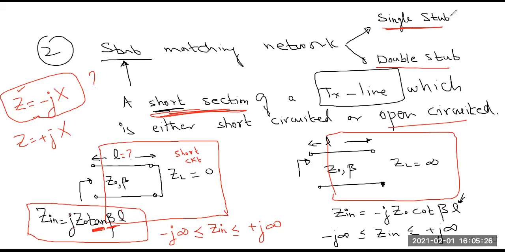Once we start talking about the stub matching network in detail, and once we go through the design principle of single stub, then you will be able to understand the limitation of single stub. So we are going to talk about single stub and double stub under the topic of stub matching network, but I have given you an overview of what the meaning of stub is.